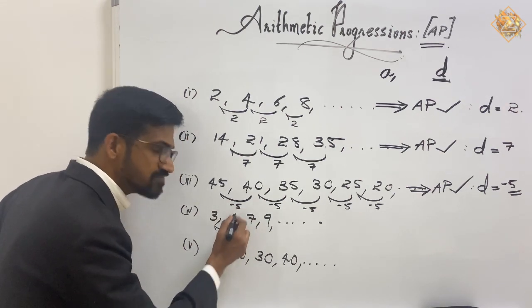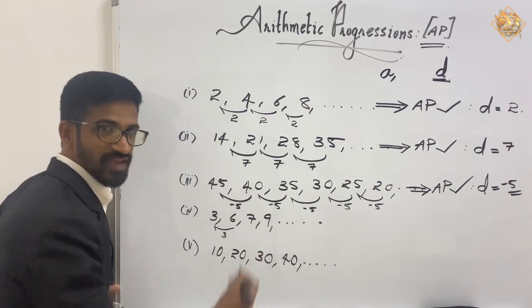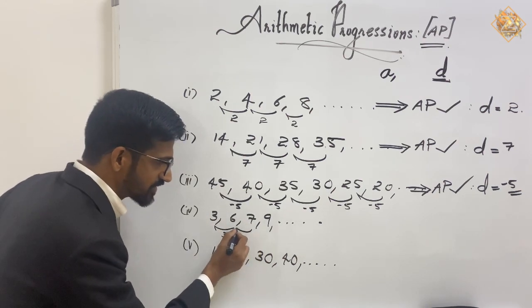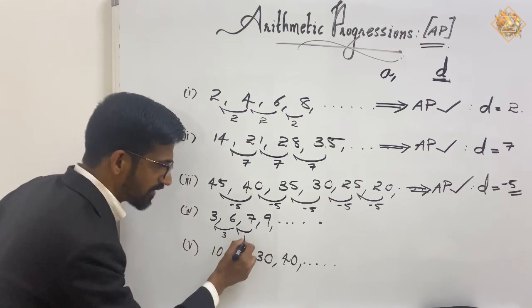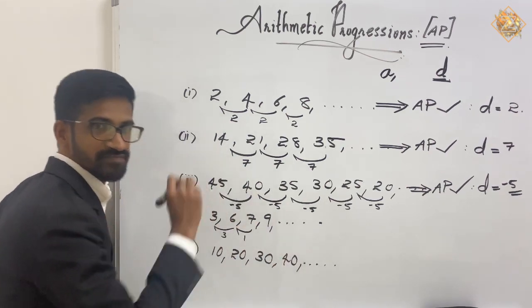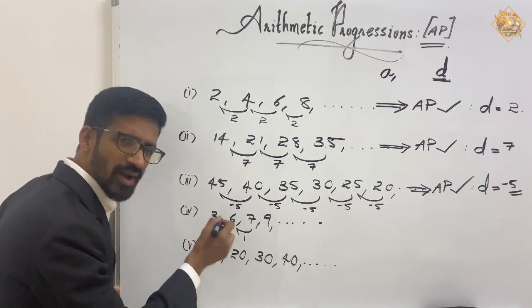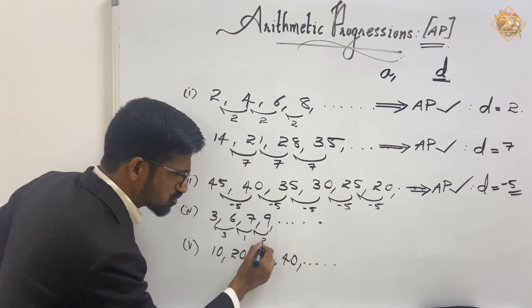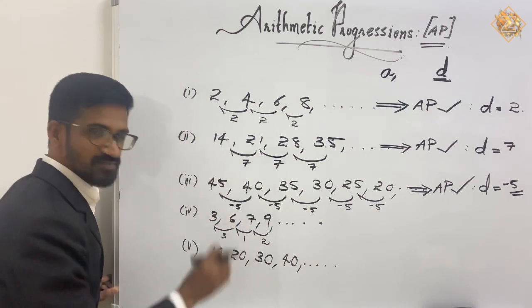Now, the second term from the third term we have to subtract, that is 7 minus 6. 7 minus 6 is 1, isn't it? Now, the third term from the fourth term we have to subtract, that is 9 minus 7. What is 9 minus 7? That is 2. So look at this example, students.